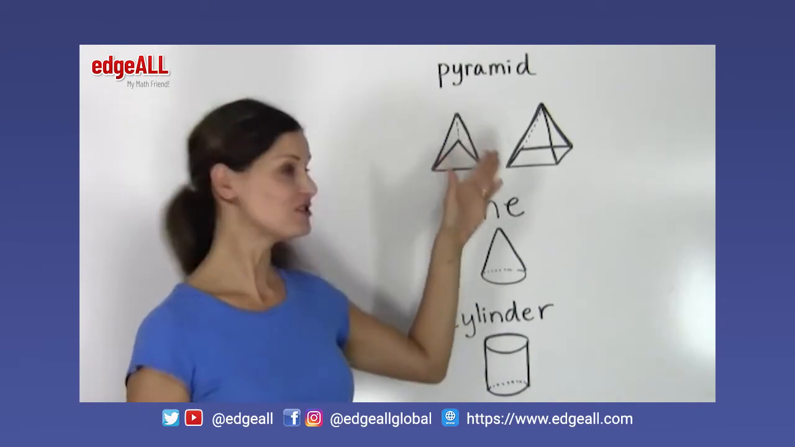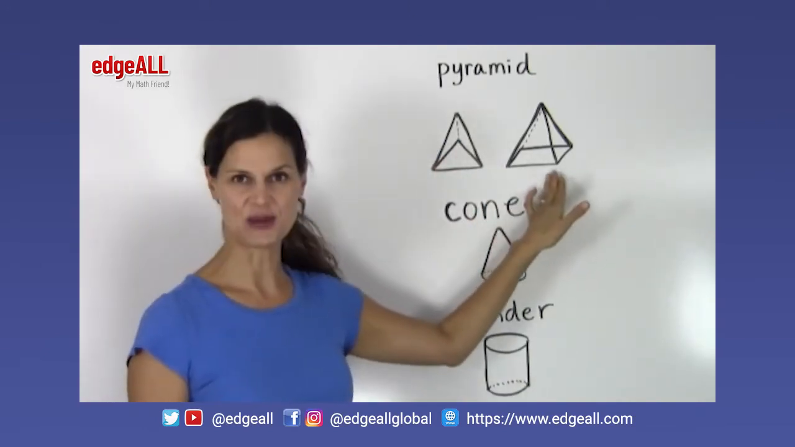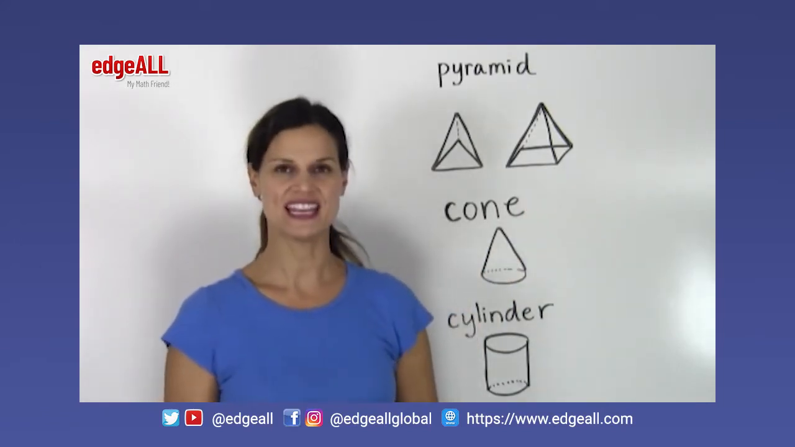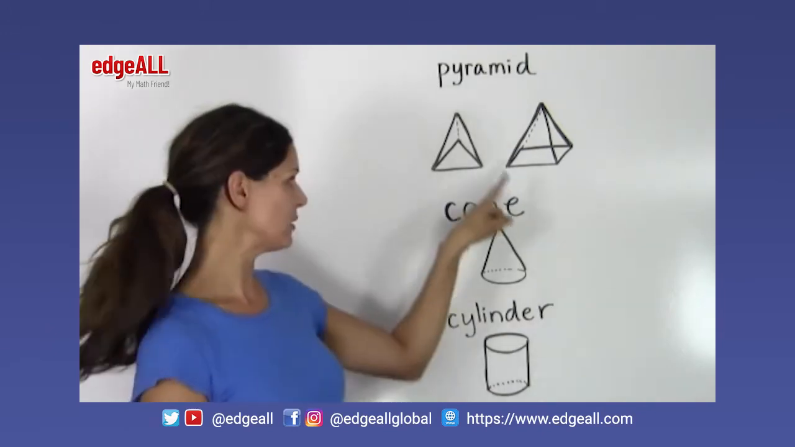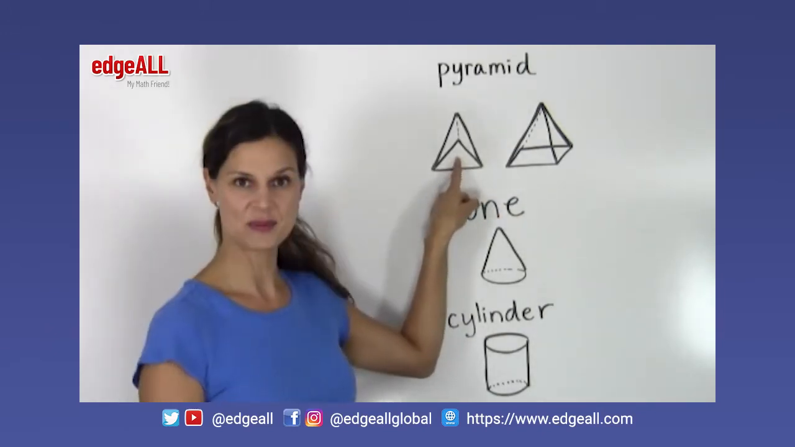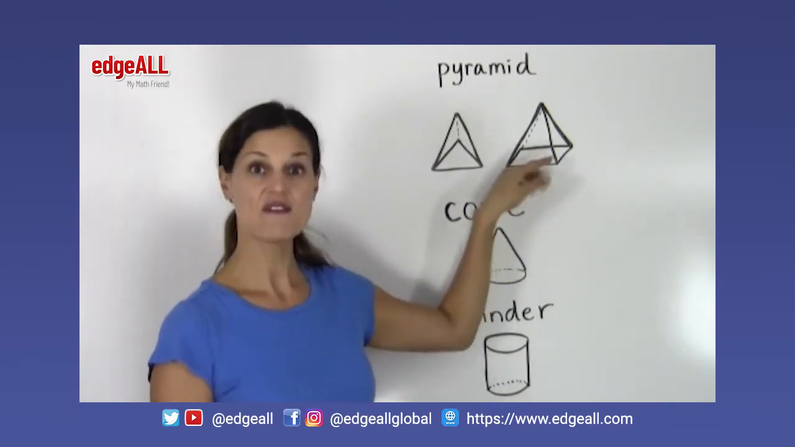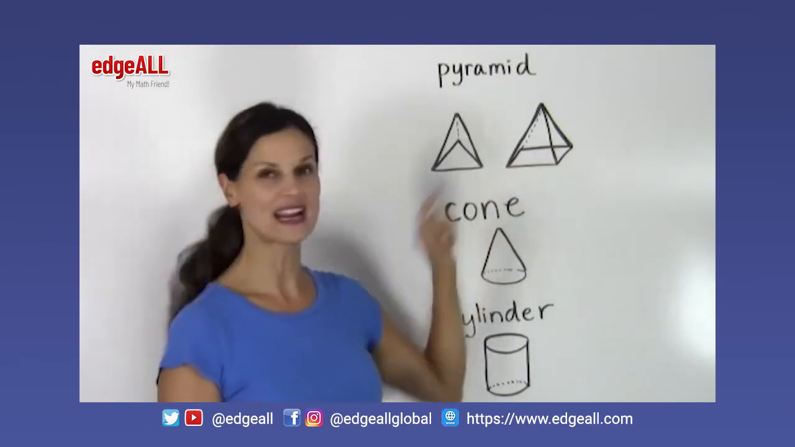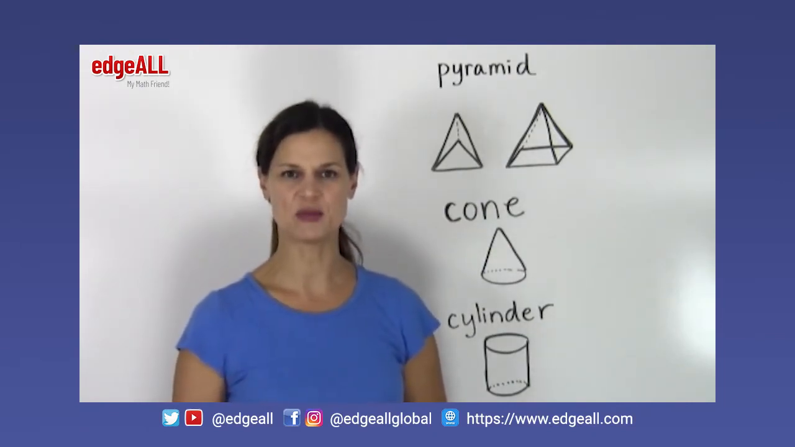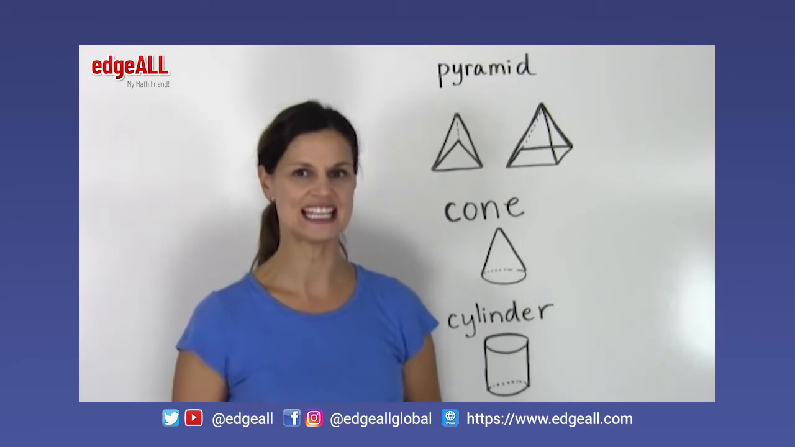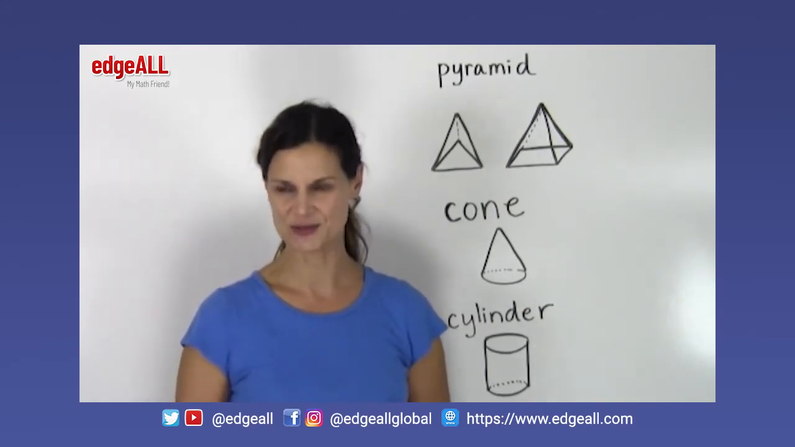So here I have drawn a triangular pyramid and a rectangular pyramid. A pyramid is called a triangular pyramid if the base of the pyramid is a triangle shape. A pyramid is called a rectangular pyramid if the base of the pyramid is a rectangular shape. There are not too many examples of pyramids that you see in your regular daily life, but it is still an important solid shape to learn.